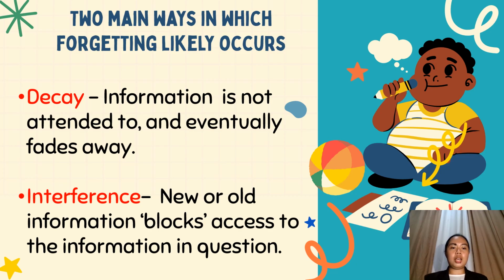So decay occurs when information is not attended to or used over time. So the memory fades away naturally if it is not reinforced. And interference happens when other information blocks access to the memory you are trying to recall. So it can be retroactive, where new information interferes with the old, or proactive, where old information interferes with new information.